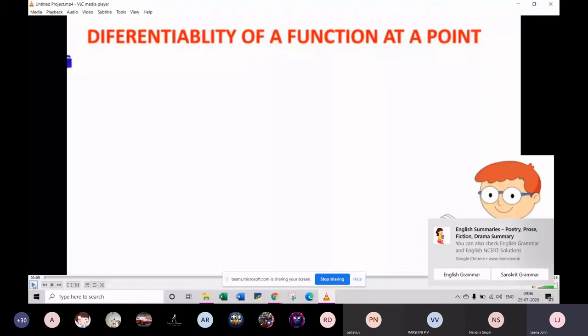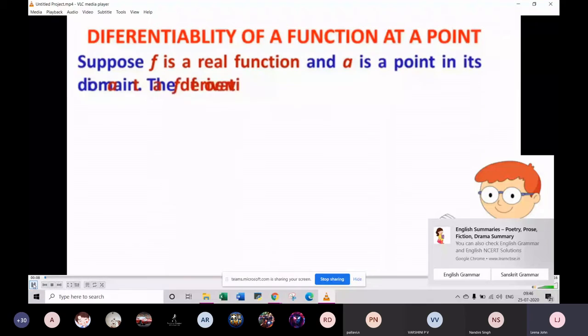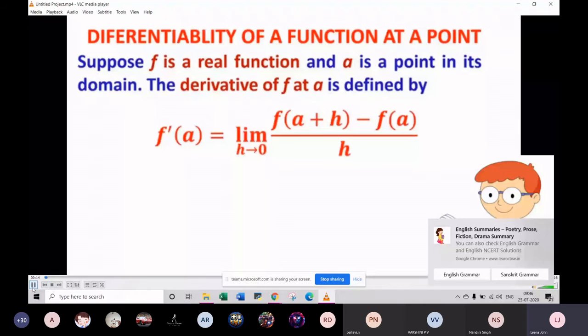Now, the derivative of a function at a point. How is it defined? Suppose f is a real function and a is a point in its domain, then the derivative of f at a is defined by this. a is a point from the domain of the function, right? f dash a equals limit h tends to 0 of f of a plus h minus f of a by h. Here f dash a is the derivative of the function at a. Last year I have studied this, and this derivative at a is the limit of Newton's ratio.